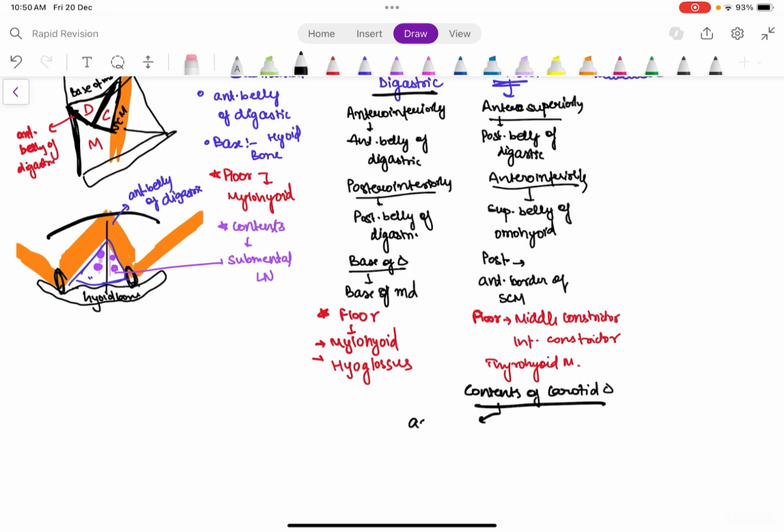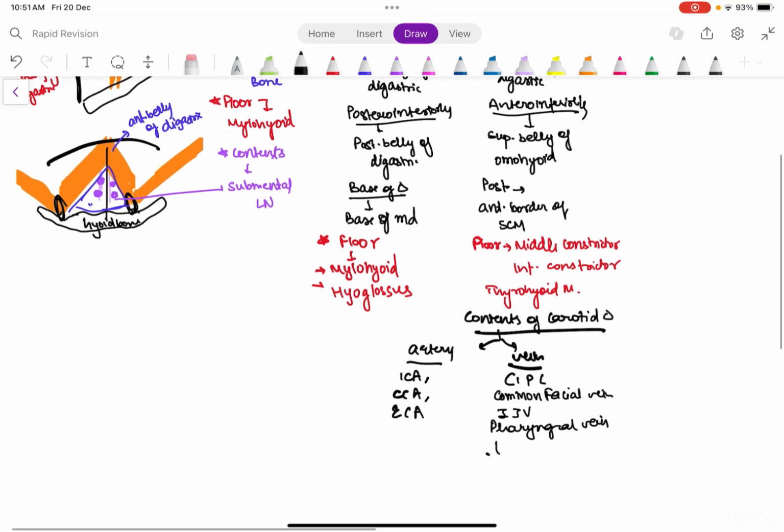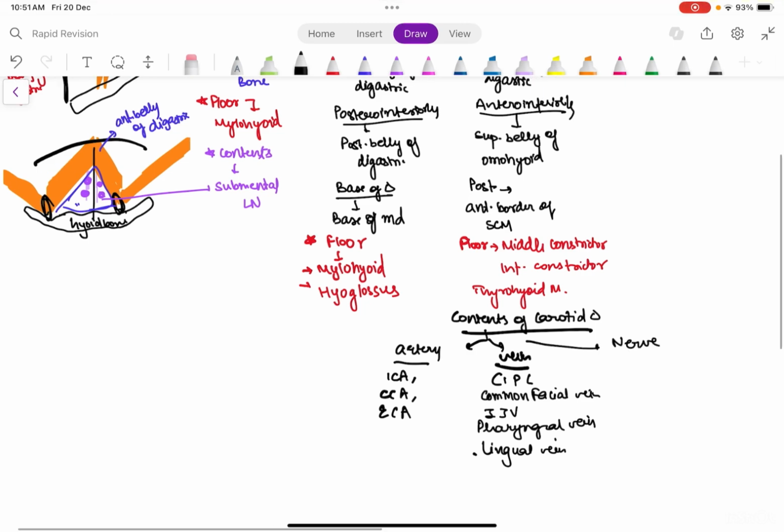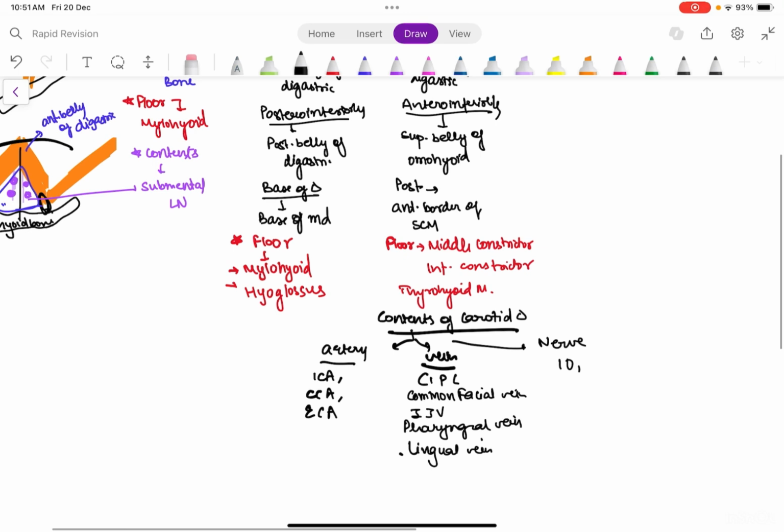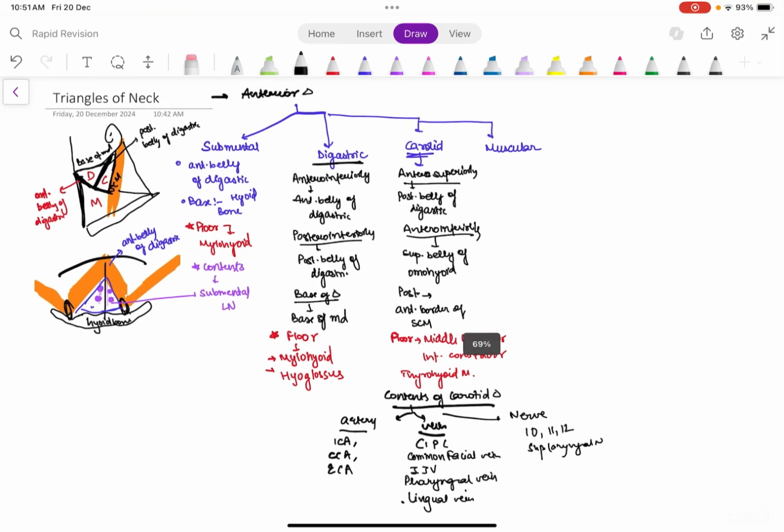One is the artery. In artery, just remember all the carotid arteries: internal carotid, common carotid, external carotid. In the vein, remember it as SEPAL. So S is superior thyroid vein, sorry, common facial vein, I is internal jugular vein, P is pharyngeal vein, and L is lingual vein. Then nerves are important. Just remember you have 10th nerve, 11th nerve, 12th nerve, and superior laryngeal. So these are the contents of carotid triangle.